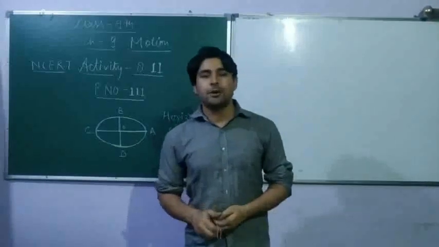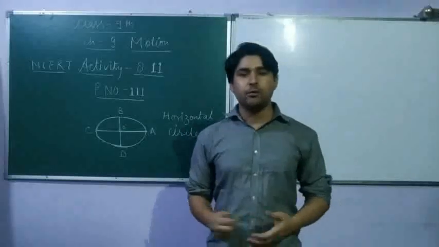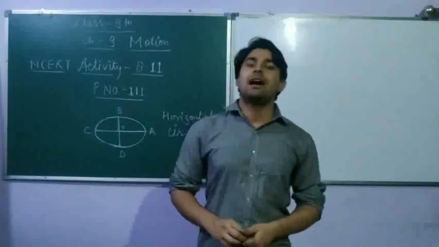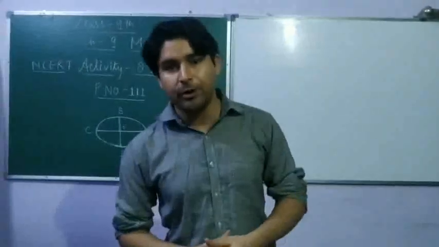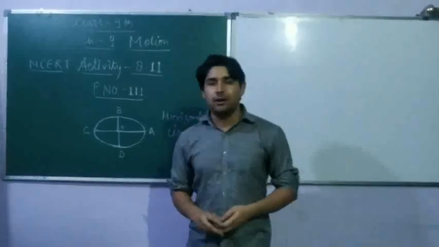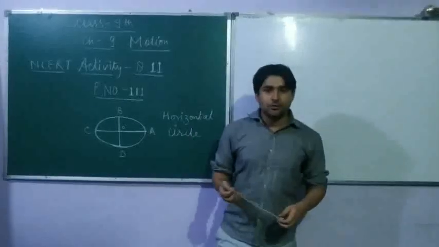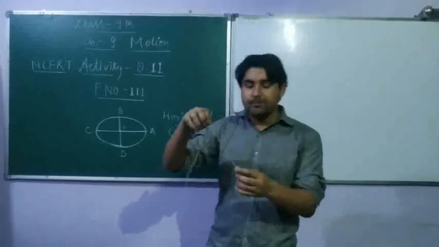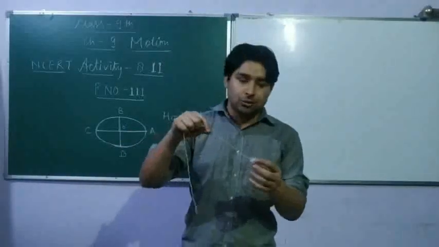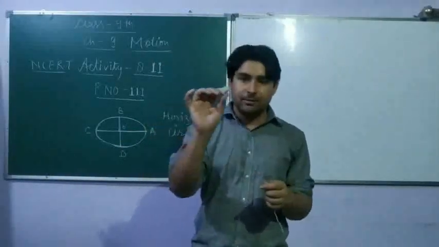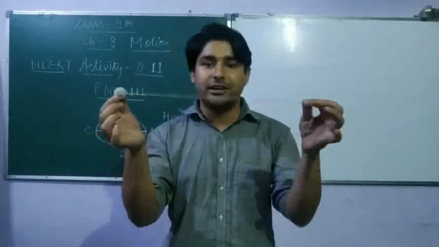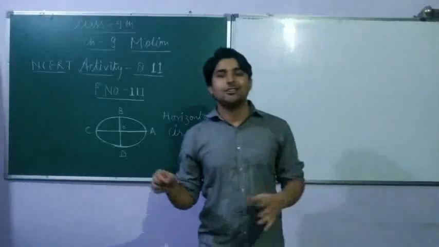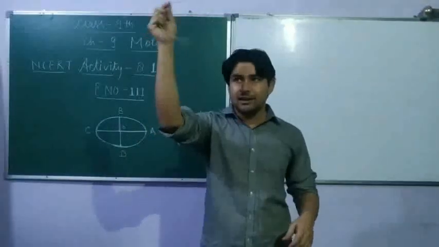Today we are going to perform activity number 8.11, which is on page number 111 of the class 9th NCERT book. In this activity, we have to tie a stone. Instead of a stone, I have tied a small plastic wheel with a thread like this. And then you have to rotate that stone in a horizontal circle like this.